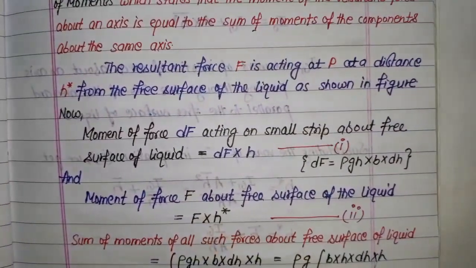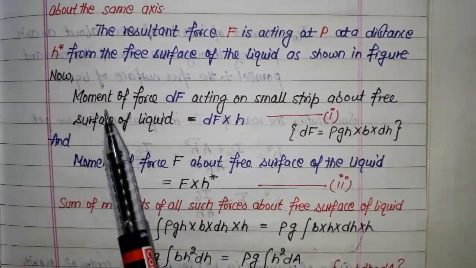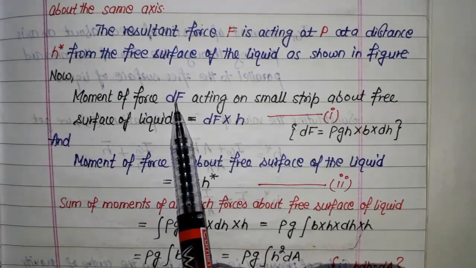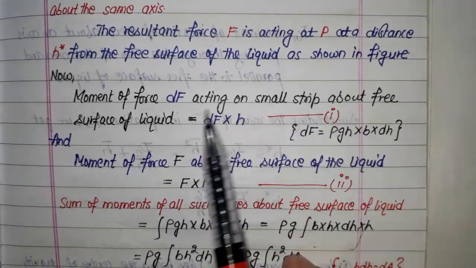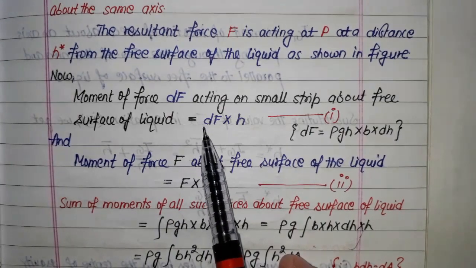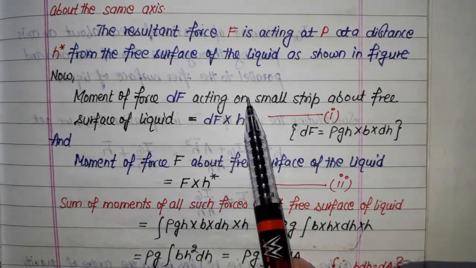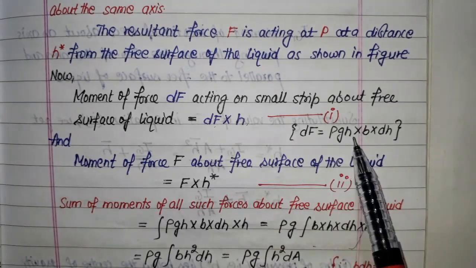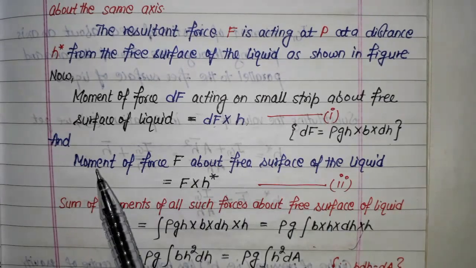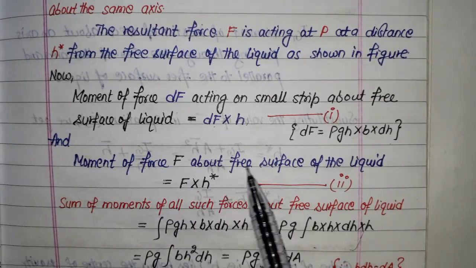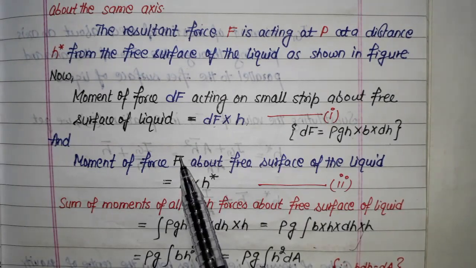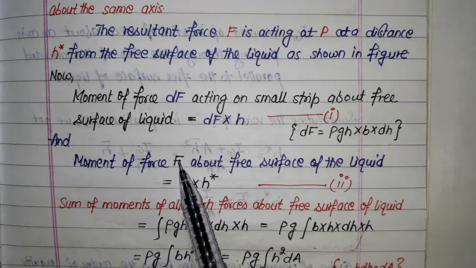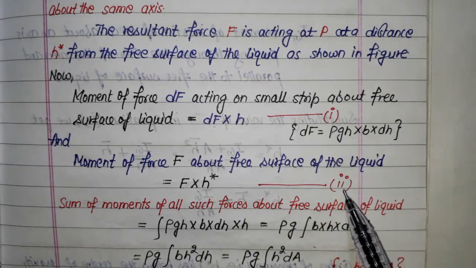So here we are considering the moment of force dF acting on a small strip about the free surface of liquid. That is equal to dF into h, because this strip lies at a distance of h from the free surface. Here dF equal to rho g h b dh. The moment of the resultant force F about the free surface, acting at the center of pressure at a distance of h star, is F into h star. This is equation 1, this is equation 2.